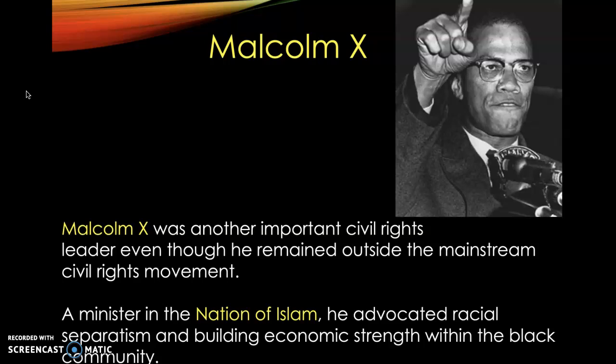of a Black nationalist organization, the Nation of Islam. This ideology fit what Malcolm had been exposed to from his parents growing up. An organization that was opposed to integration and advocated racial separatism, building economic strength within the Black community. And these fit with, as I said, the Black nationalist ideas that Malcolm had learned from his parents.